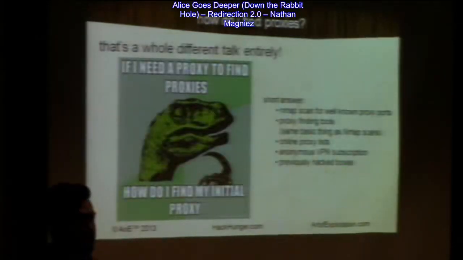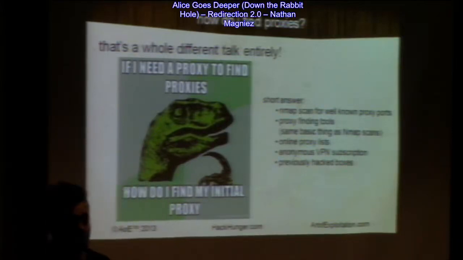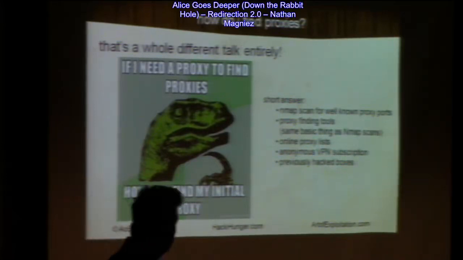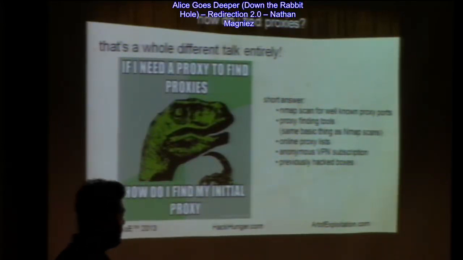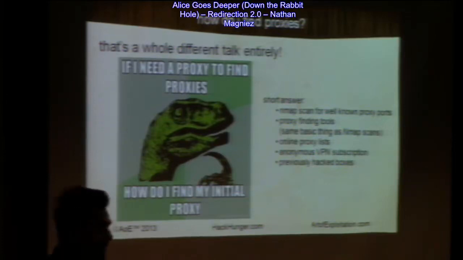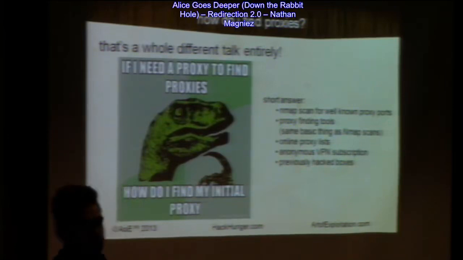All right, so how do you find your initial proxy? Because you have to talk to somebody at some point. That's a different talk entirely, but the short answer is that you can nmap scan for well-known proxy ports. There are online resources out there, and we'll cover some of those in a little bit. You can get an anonymous VPN subscription, or use previously hacked machines that are no longer worth anything to you, and you're just utilizing them as a patsy. At some point, you're going to have to talk to somebody, right? That's just the nature of the game. You're going to have to take some risk when you're doing a red team or a pen test.